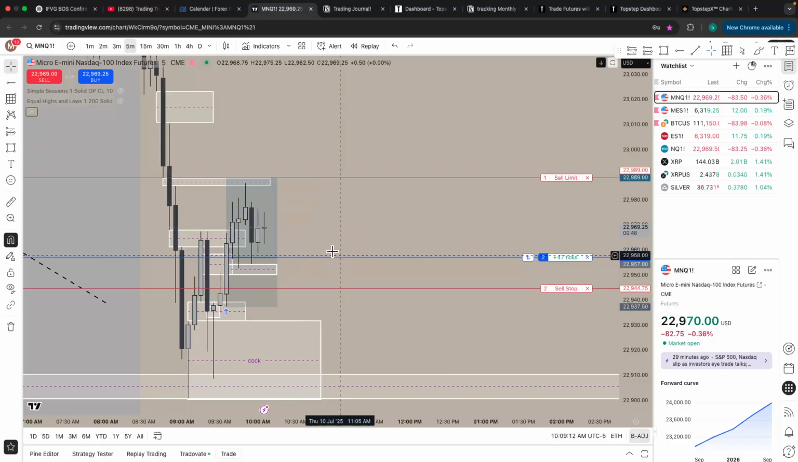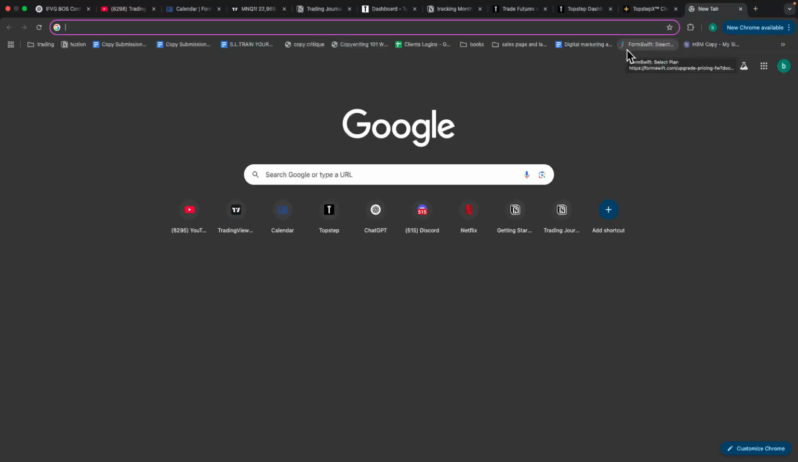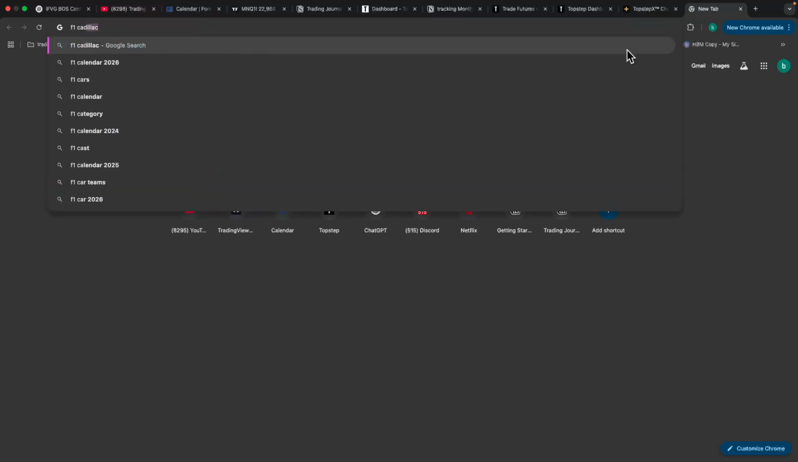Let's look at what the trade is. Consolidated. Okay, I actually want to look something up. Where was the other teams? We had Audi and F1, Cadillac.